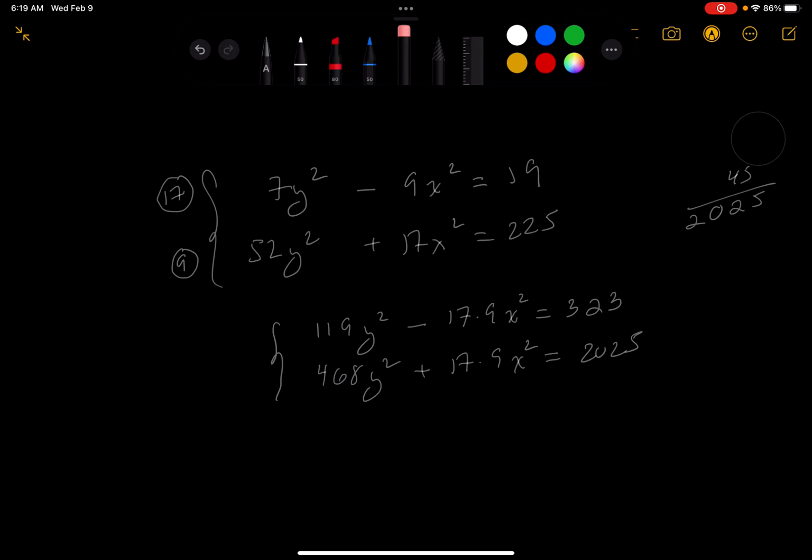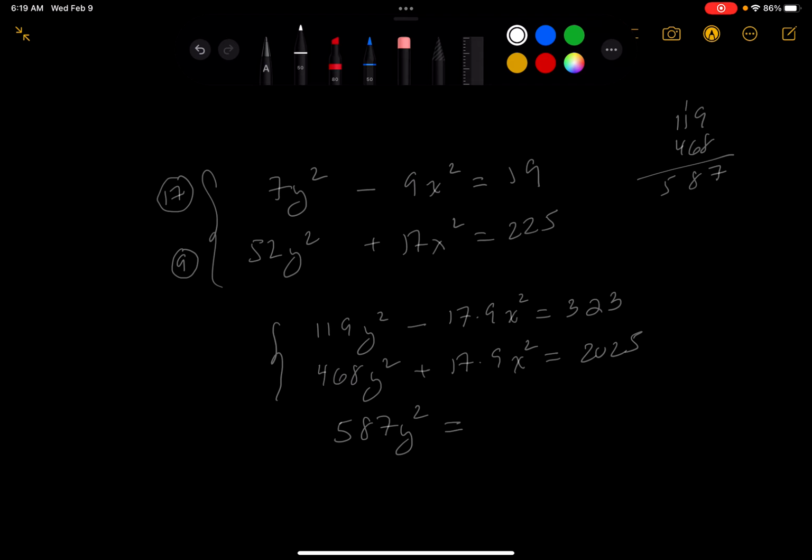Let me erase this over here. Adding them together, let's take a look. 119 and 468. Let's see what you get: 587. I'm going to add those two together. That's not so bad. 2, whoops, sorry about that. 2,348.